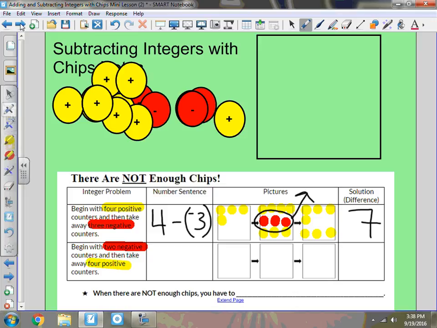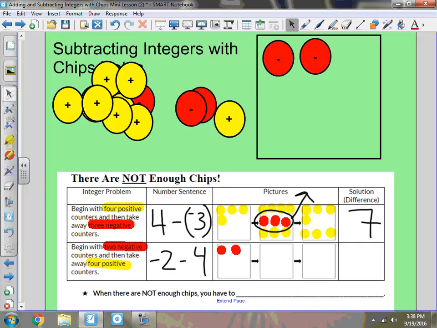So I'm going to write out my number sentence, negative 2 minus a positive 4. So remember, in the beginning box, I'm going to show what's happening at the beginning of my party. I've got a negative 2. Let me put it up at the top corner as well with my chips. A negative 2. Now I'm trying to kick out 4 positives, but I don't have any yellow chips, so I cannot kick them out yet. So what I'm going to do is draw my 2 negatives that I already had, and now I'm going to invite who still needs to come to the party because I know that I'm going to kick them out.